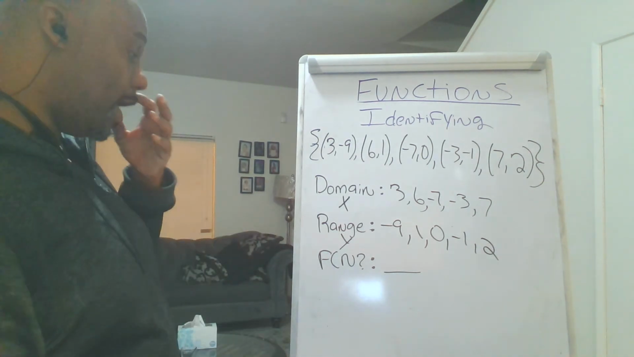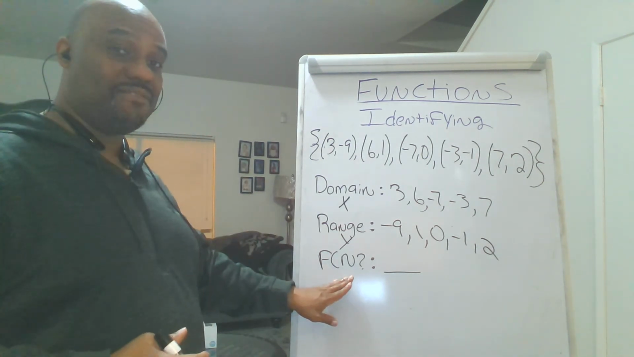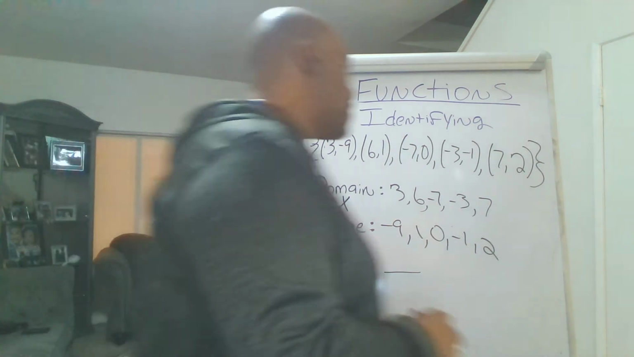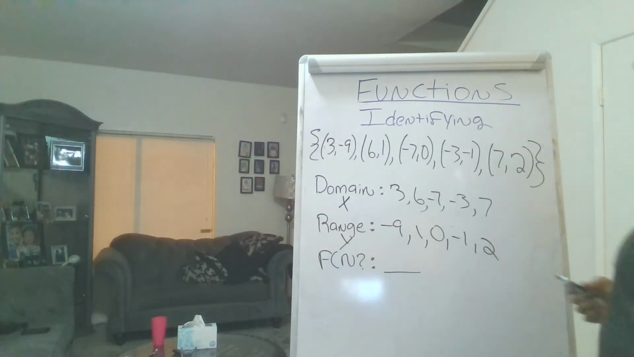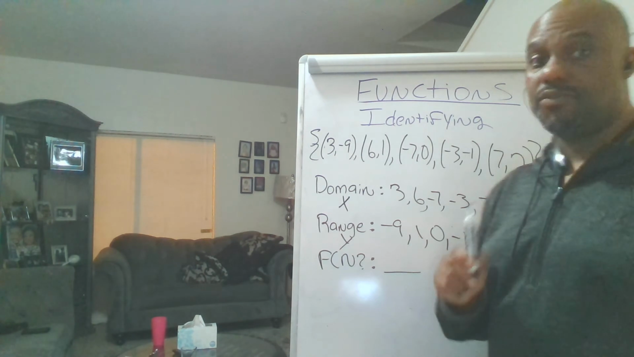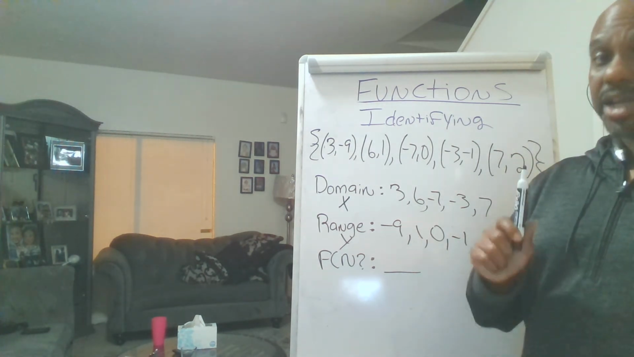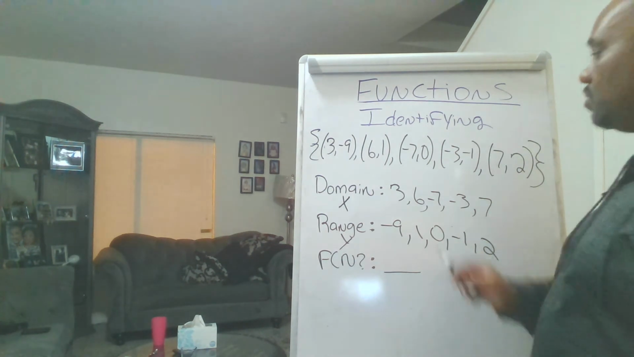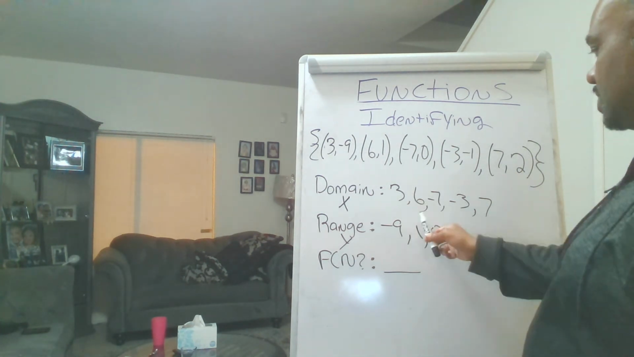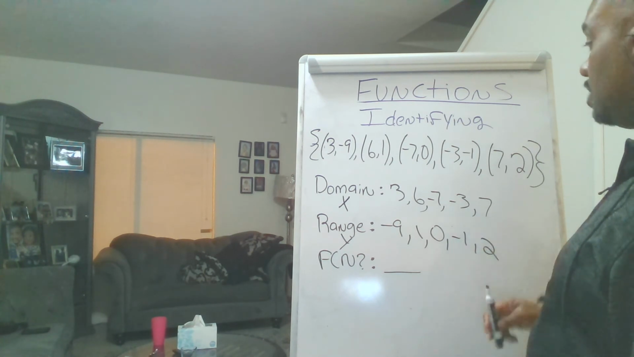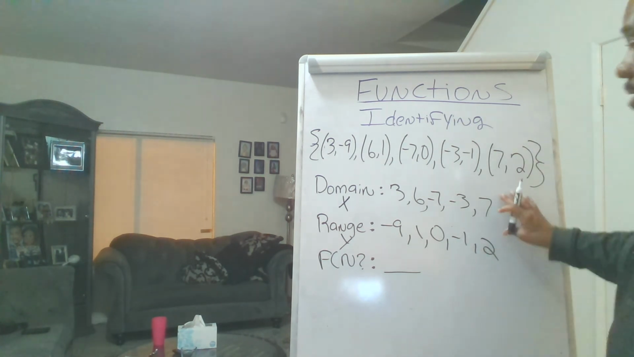Now, what we have to determine is, is this a function? How do we determine if this is a function? Well, remember, we first check to see, do we have any x value that is repeated? Remember, for every x, there can only be one y. So we have 3, 6, -7, -3, and -7. Okay? So our x's are repeated.